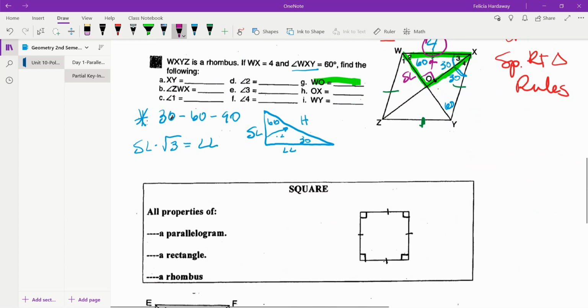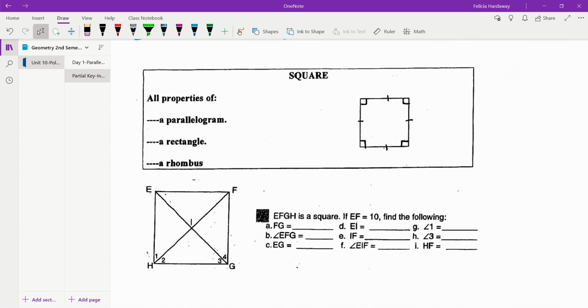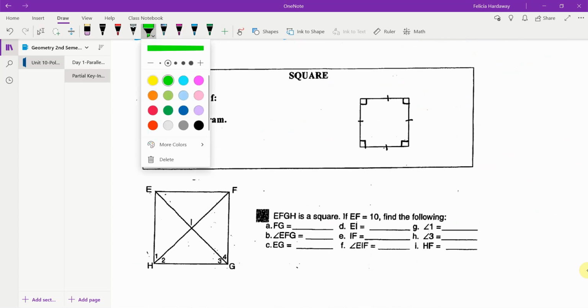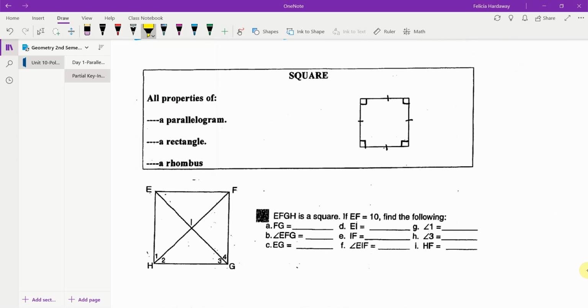And then the last one is your square. This is the most perfect of all quadrilaterals, and that is that it has all the properties of a parallelogram, a rectangle, and the rhombus. It has all of the properties. Now, a special relationship that happens in a square is that these diagonals, if you were to draw them, are congruent, and perpendicular, and they bisect.